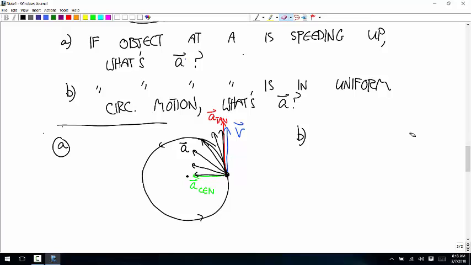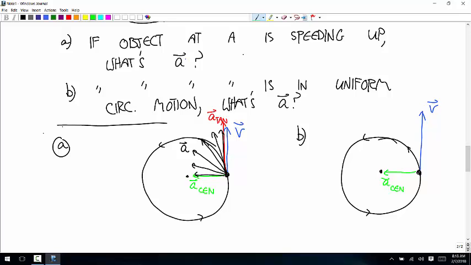Okay, so what about the case where it's the same motion, but this time it's uniform circular motion. The velocity is still in this direction. What's the tangential acceleration? Nothing. It's not speeding up or slowing down, so there's no tangential acceleration. Centripetal is still towards the center.